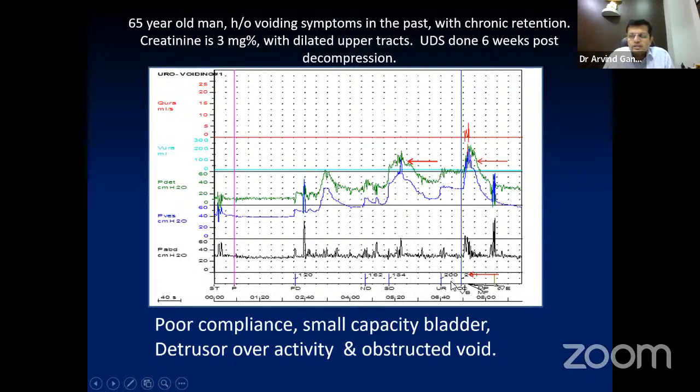As well as you see that this poor compliance is at a capacity of just 200 ml. On top of it, there is some amount of detrusor overactivity also, although he has not leaked anything. And then when a cystometric command was given to void, this is the cystometric capacity, you see that he has voided with good detrusor pressures and very, very poor flow.